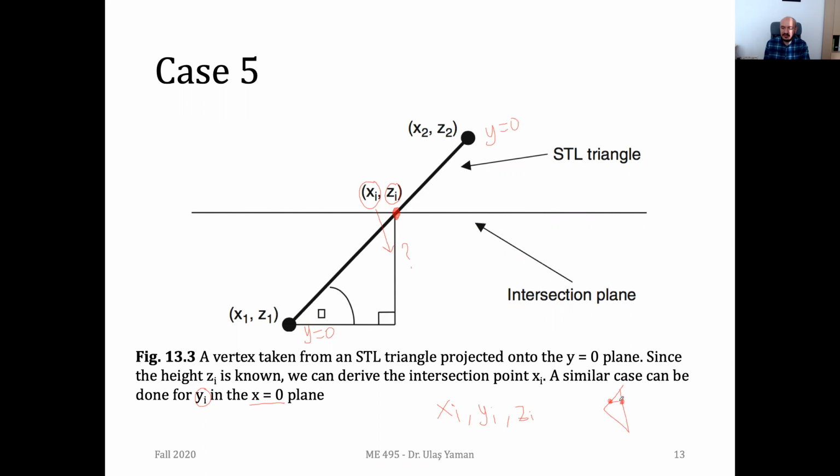After you find the coordinate values of these 2 points, we can store them in a list so that later we can work on joining these line segments together, and finally we will have a proper contour. Any questions, guys, about the details of this fifth case?